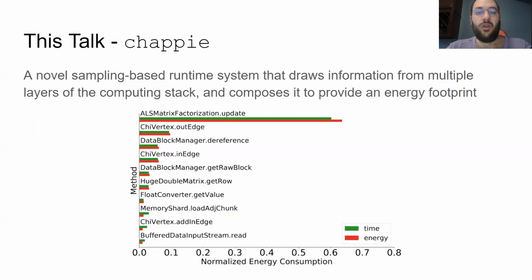Such a footprint is shown at the method level here. So for this particular one, we're showing the normalized energy and normalized runtime for all of the methods across some program, being able to show the comparison of energy behavior as well as the power behavior.